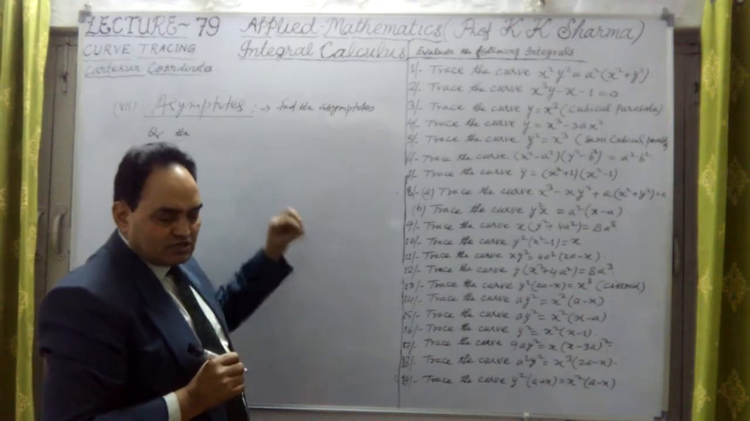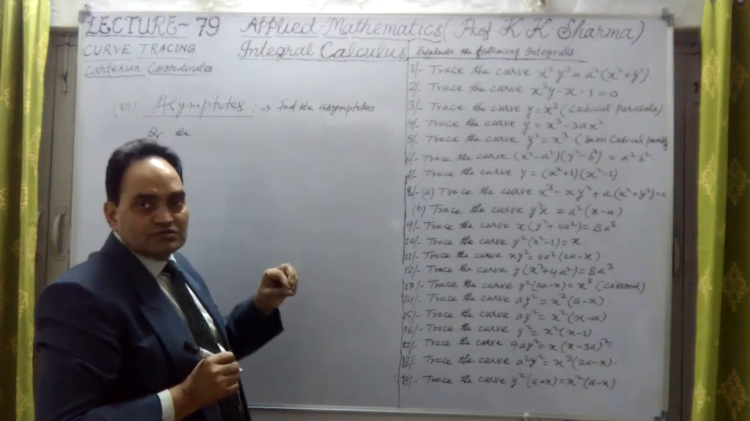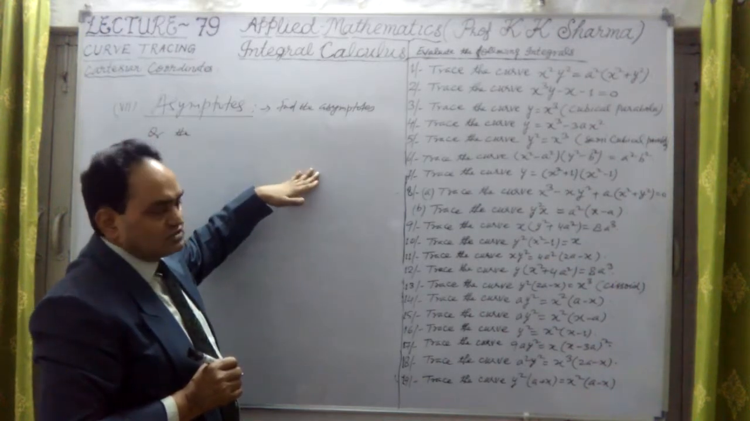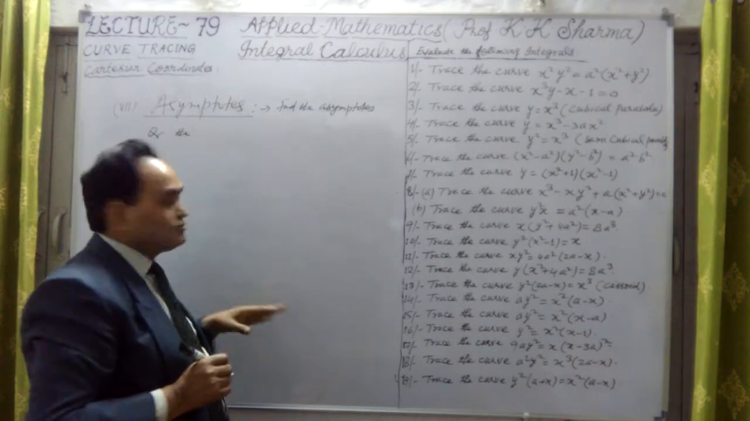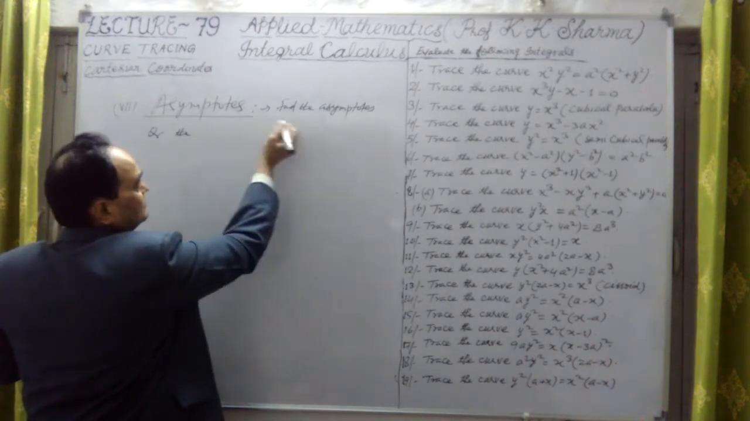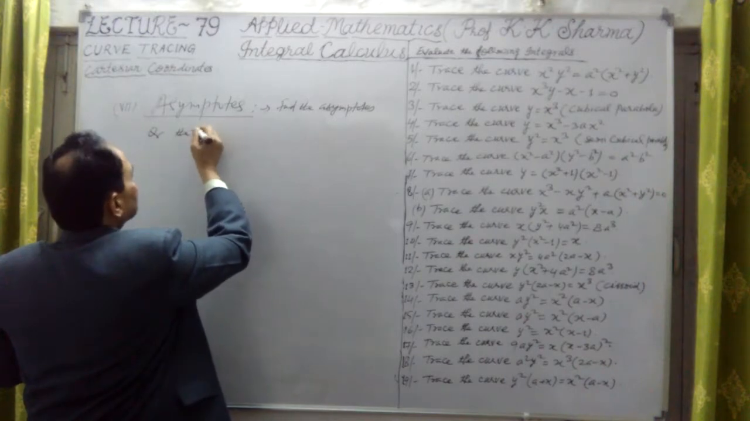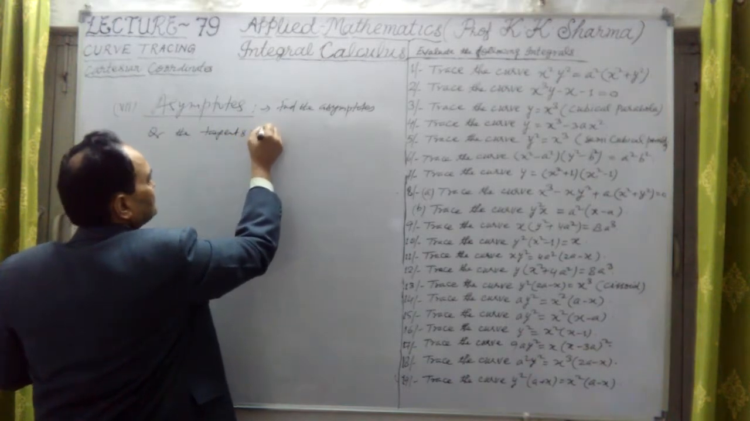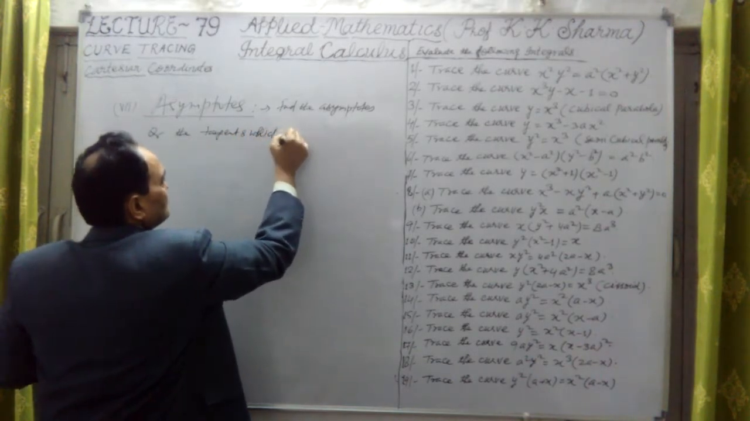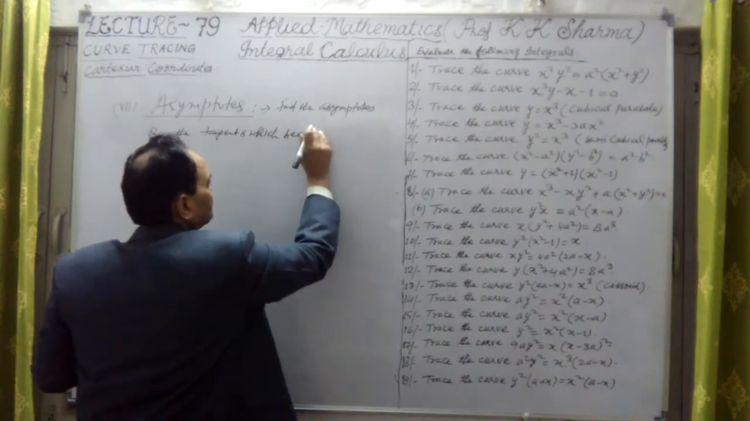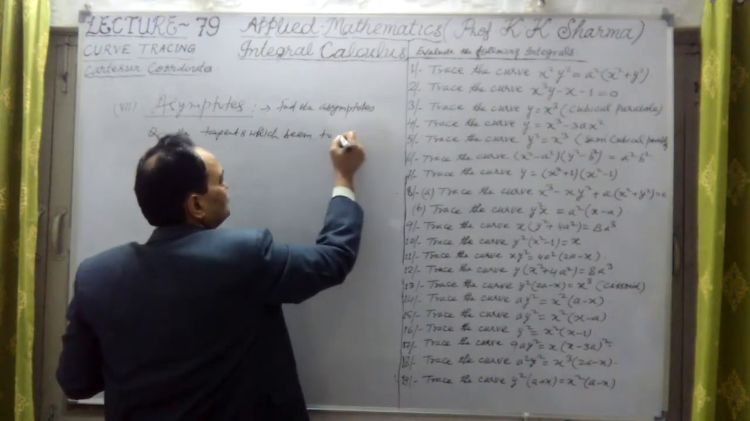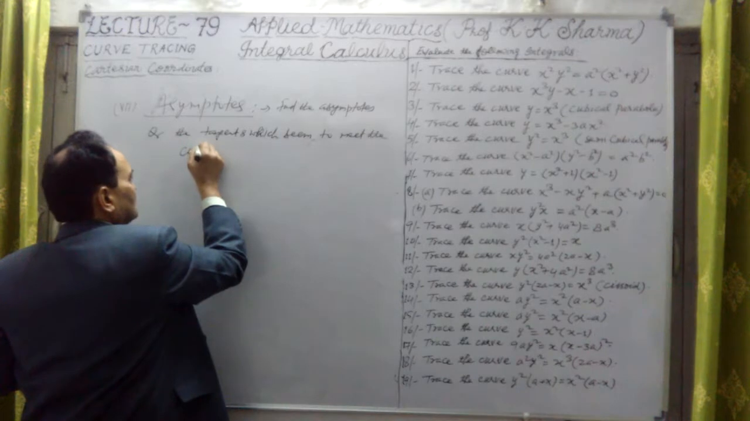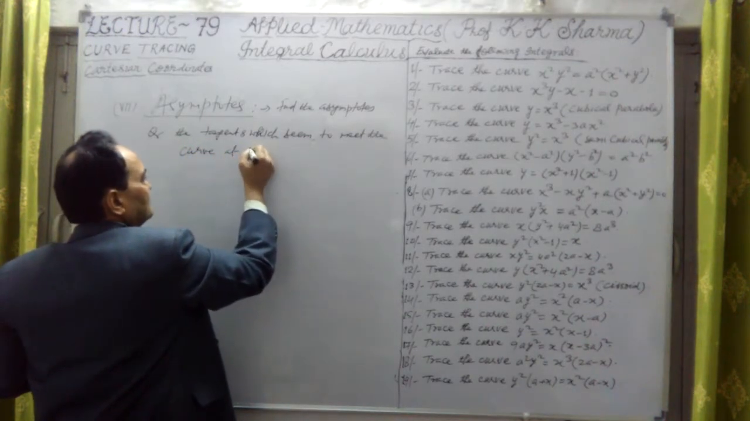tangents or the lines which are cutting the curve at 2 points, but they are not visible. I mean they look like these lines are cutting the curve at infinity. That is how asymptotes are infinite tangents. Find the asymptotes or the tangents which seem to meet the curve or cross the curve at infinity.